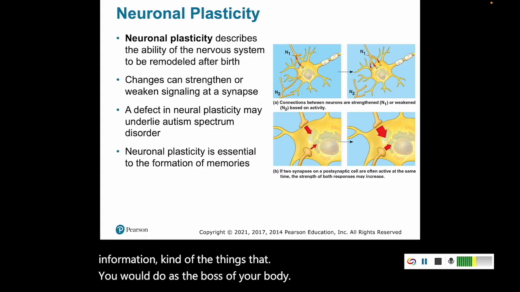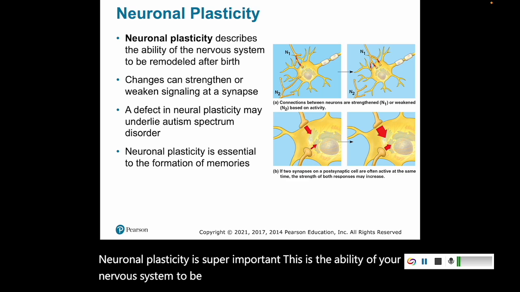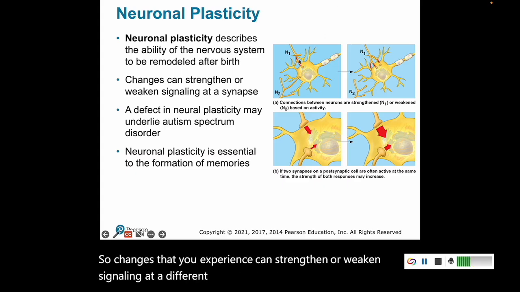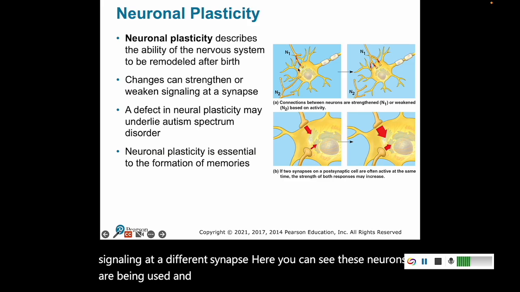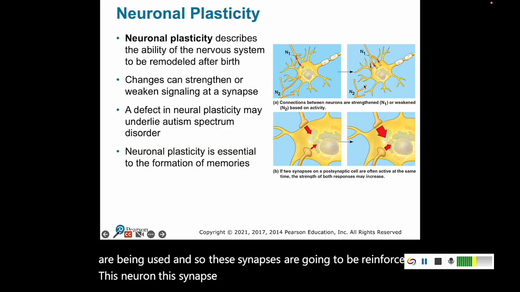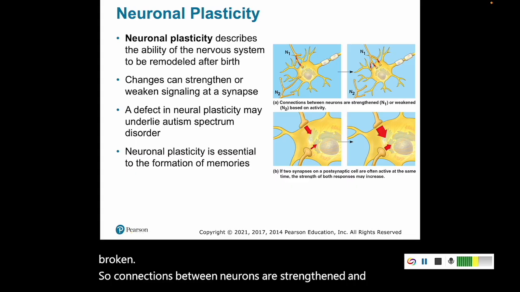Neuronal plasticity is super important. This is the ability of your nervous system to be remodeled after birth. So changes that you experience can strengthen or weaken signaling at a different synapse. Here you can see these neurons are being used, and so these synapses are going to be reinforced. This synapse is not being used, so it eventually gets broken. So connections between neurons are strengthened or weakened based on what activities you're having.